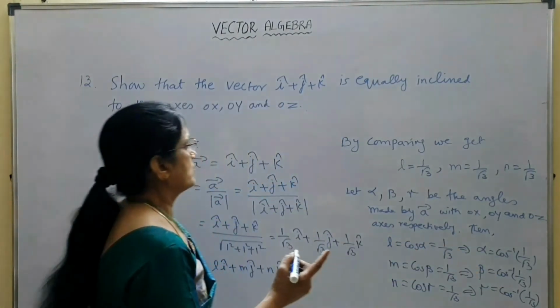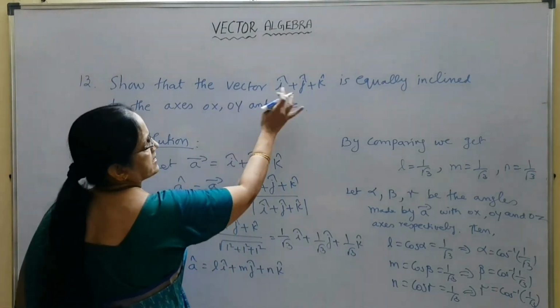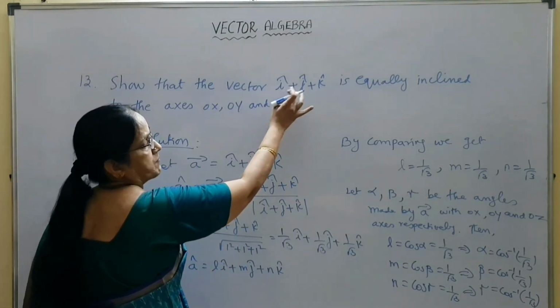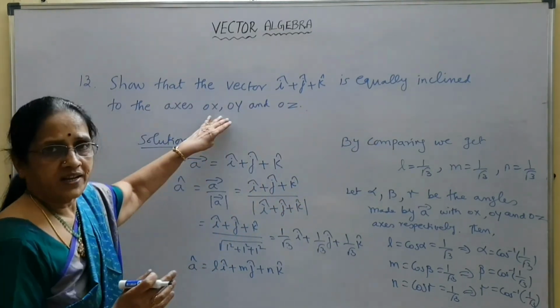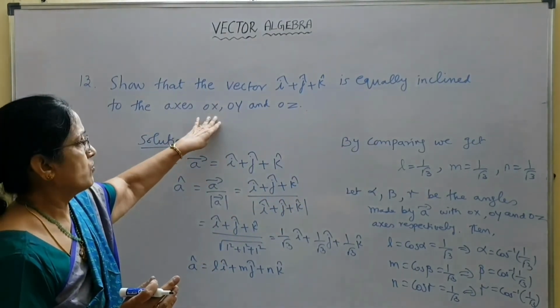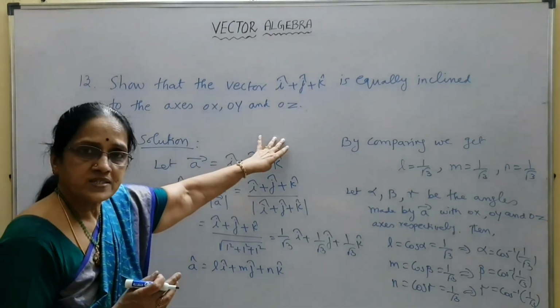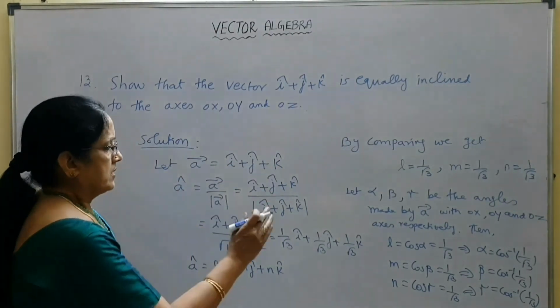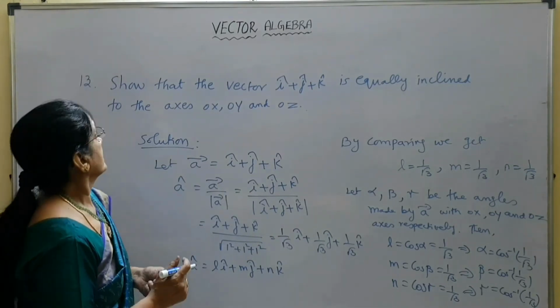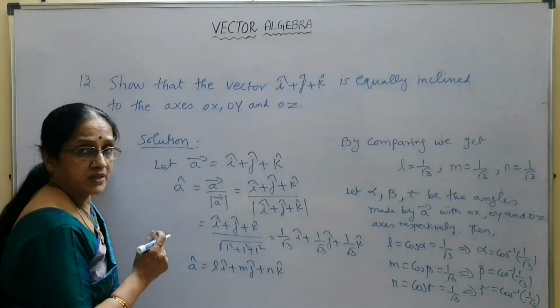So you can conclude this vector A, which is i cap plus j cap plus k cap, is equally inclined to the coordinate axes, that is namely Ox, Oy and Oz. So this is how you will be concluding your answer. Okay. Now let us move on to question number 14.